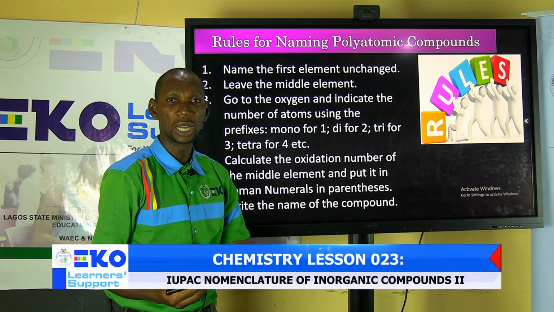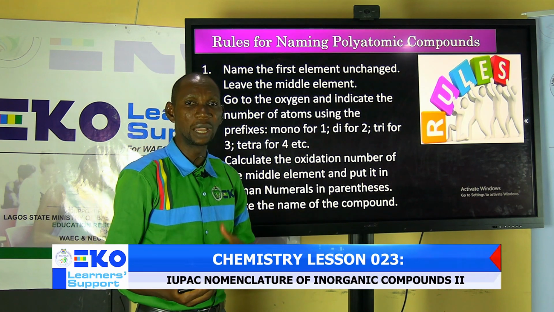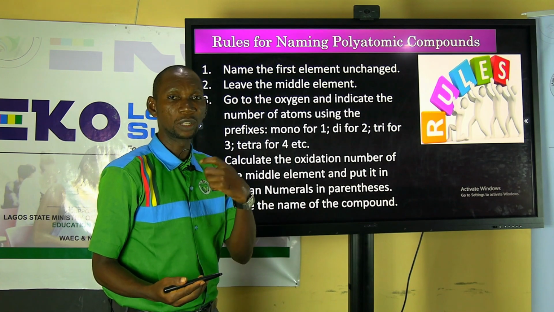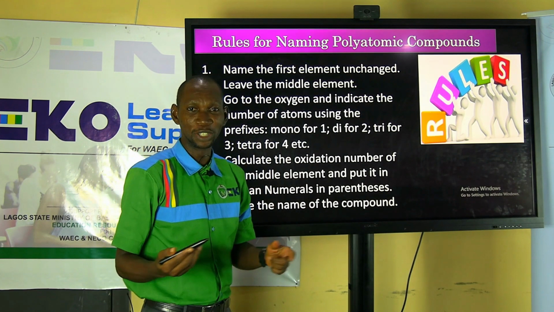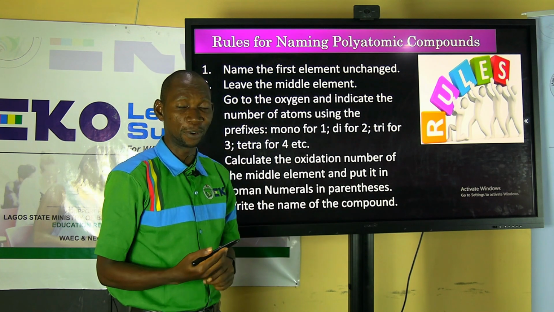If there are 3 oxygen, that is tri. If there are 4, that's tetra. And then the oxygen itself is now going to change its name to oxo. So if there are 2 oxygen, that will be dioxo. Yes, that's the trick. Dioxo, meaning that there are 2 atoms of oxygen.